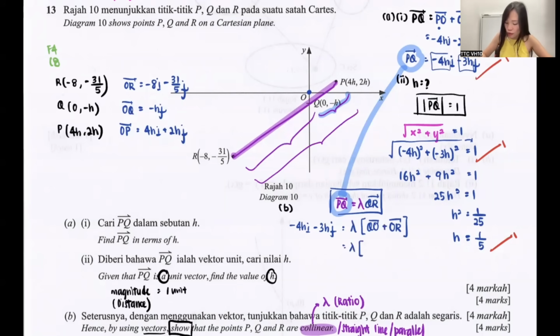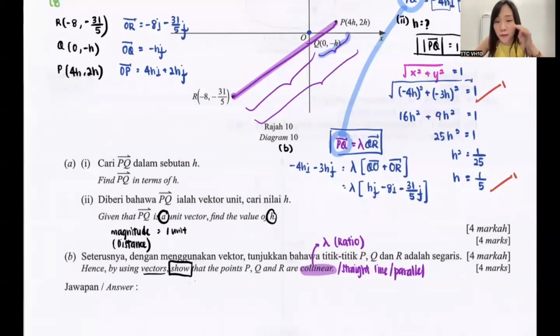So lambda, how do I get QO? OQ is this, QO is the reverse. So it becomes HJ, negative becomes positive. Then OR is actually this one. So then you can copy back: negative 8I minus 31 over 5J. Okay, until here.